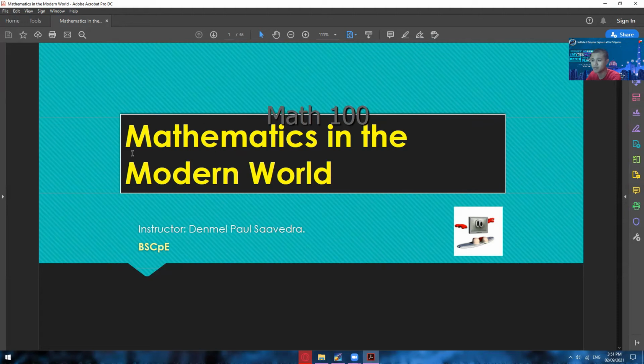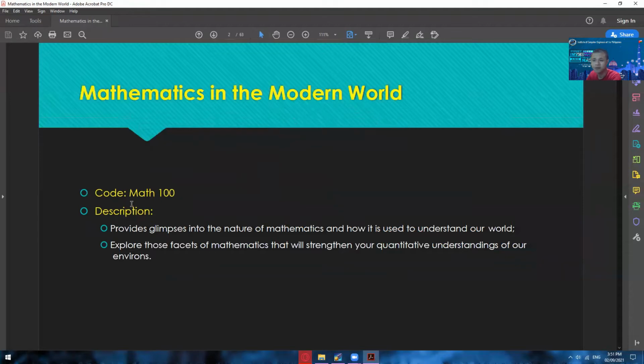Math 100, Mathematics in the Modern World. So here's my name, and then here is my degree. The code of this one is Math 100, and then here's the description, which you can also find on the homepage. So I will not read this one anymore.